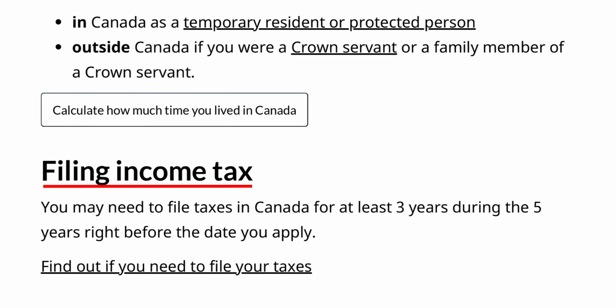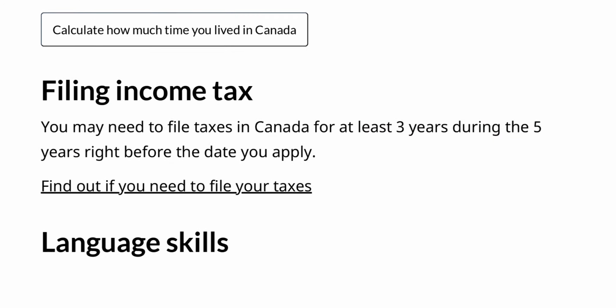Income tax filing. Canadian immigration requirements also include meeting your personal income tax filing obligation. That's why, regardless of your age, under the Income Tax Act, you must meet your personal income tax filing obligations in 3 tax years that are partially or fully within the 5 years right before citizenship application.